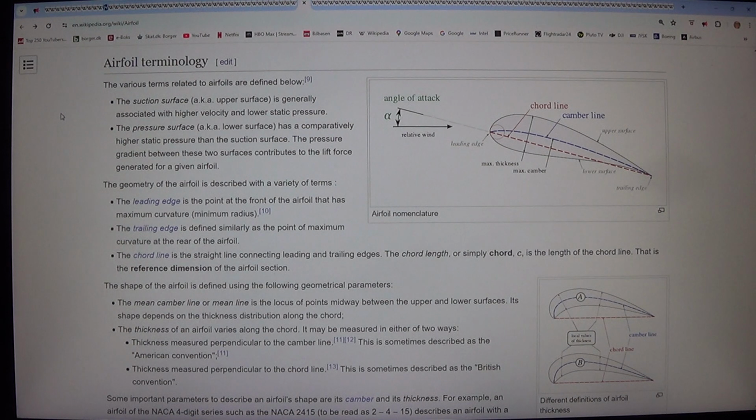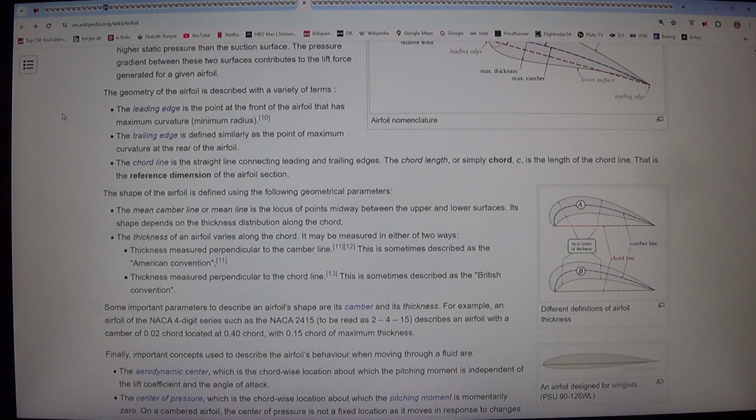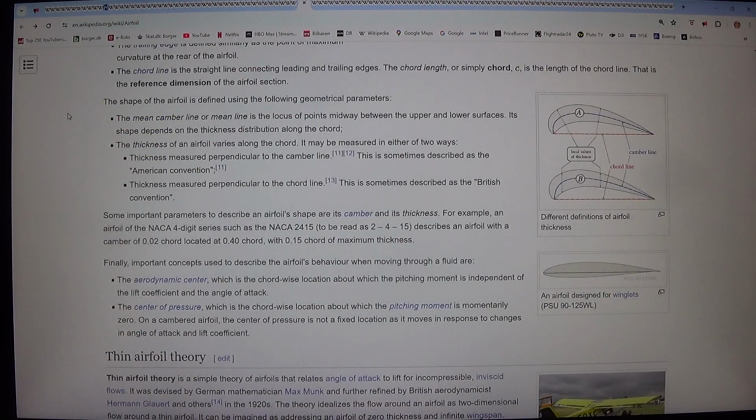The geometry of the airfoil is described with a variety of terms. 1. The leading edge is the point at the front of the airfoil that has maximum curvature, minimum radius. 2. The trailing edge is defined similarly as the point of maximum curvature at the rear of the airfoil. 3. The chord line is the straight line connecting leading and trailing edges. The chord length, or simply chord, C, is the length of the chord line. That is the reference dimension of the airfoil section.